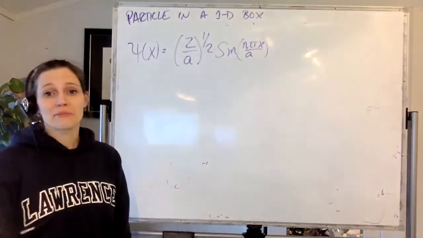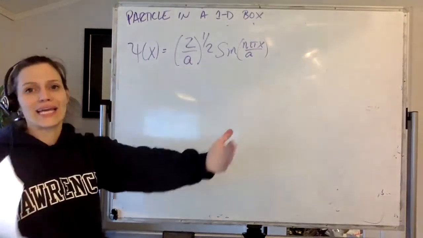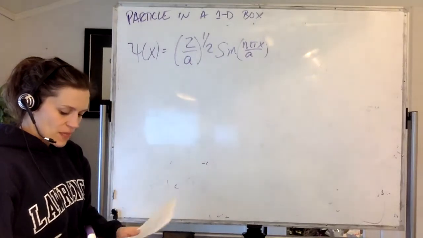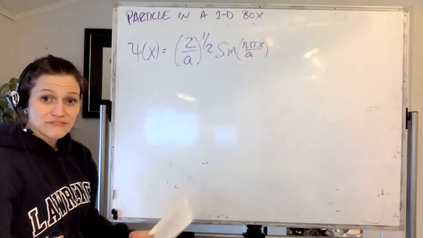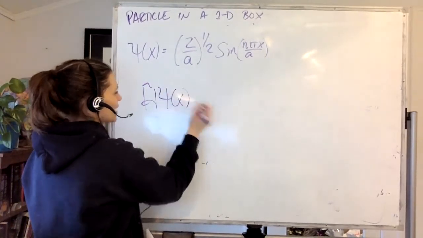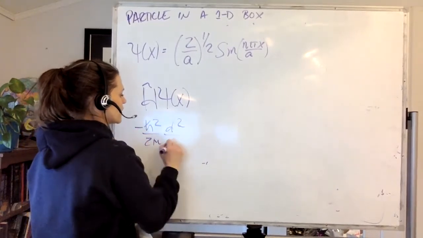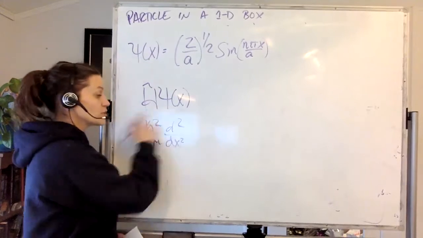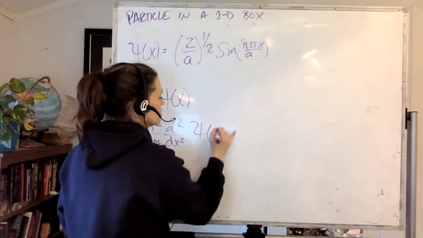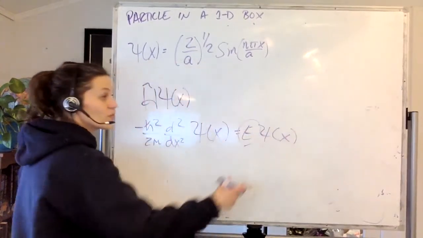You are going to use this time and time again. You might actually have a 2 over L. Little a is just whatever the length of the box is, the dimension. So what this means is that if you were to, and this is a fun thing to do, take H psi of x, so the Hamiltonian, which is minus h bar squared over 2m d squared dx squared, if you were to take this operator on this wave function, you would get the energy and the wave function back again.